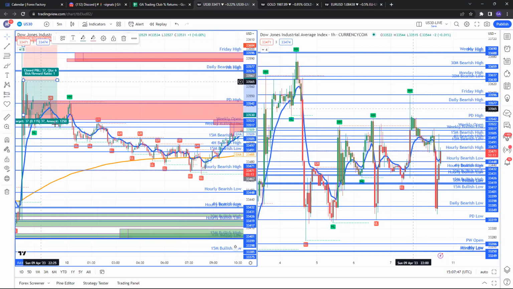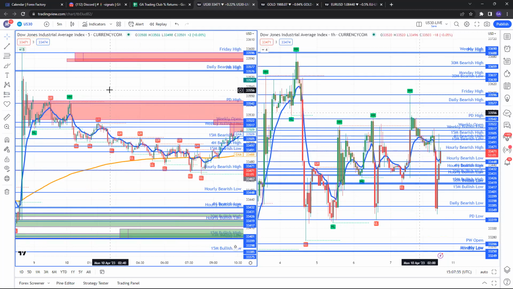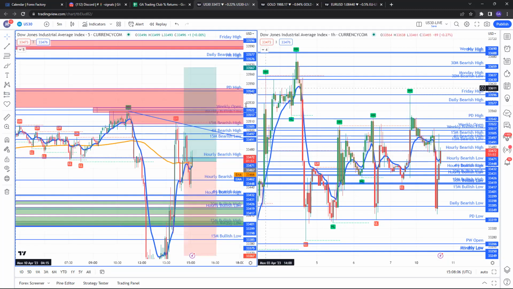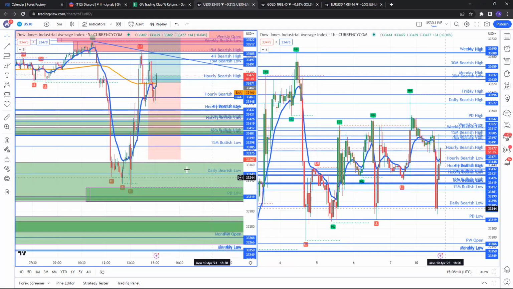But ideally, for these daily zones, you want to buy low and sell high if you're watching those high time frame zones, whether it's the monthly, the weekly, or the daily. So that's what I'm saying. The sell right here was perfect. This sell right here, daily bearish low, could still materialize later on in the week. However, it's not one that I would be looking for.